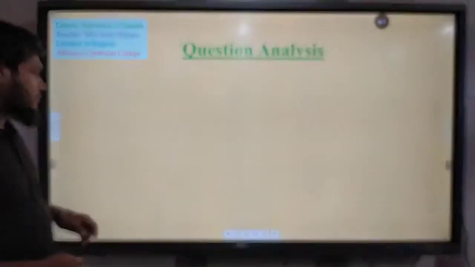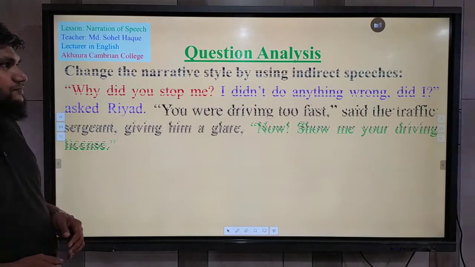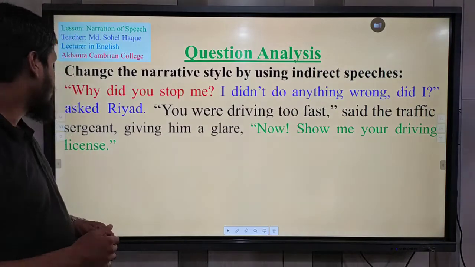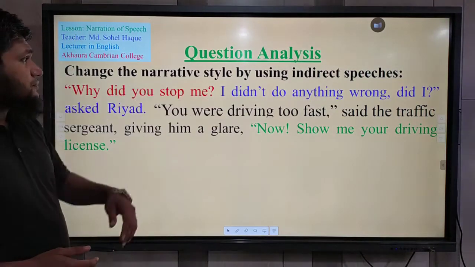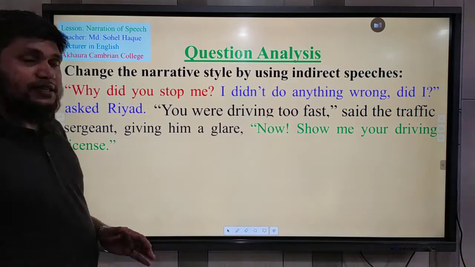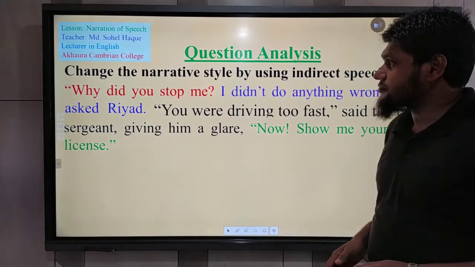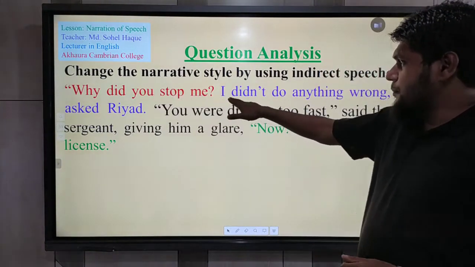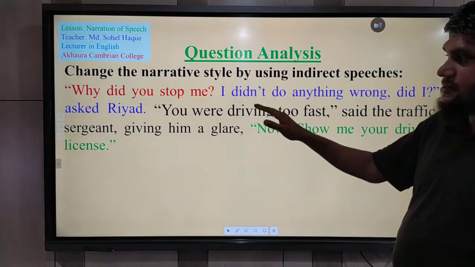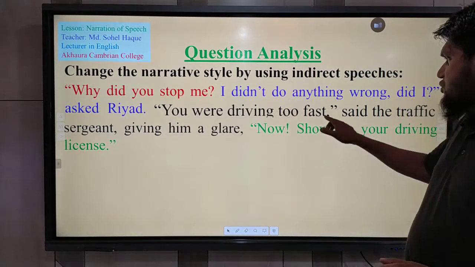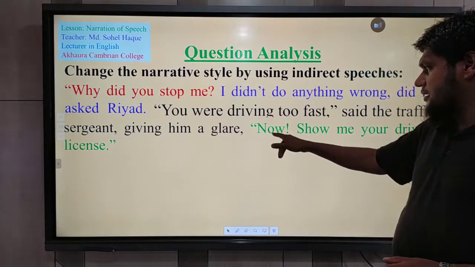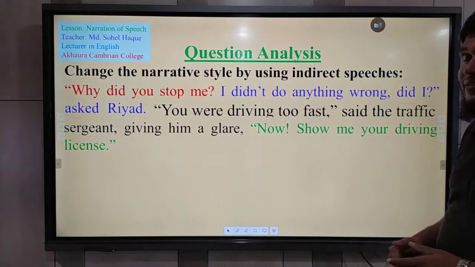Question analysis. At first, I will present the question. You should read the question carefully. Change the narrative style by using indirect speeches. So, you should read out the speech at first. "Why did you stop me? I didn't do anything wrong, did I?" asked Ria. "You were driving too fast," said the traffic sergeant, giving him a glare. "Now, show me your driving license."